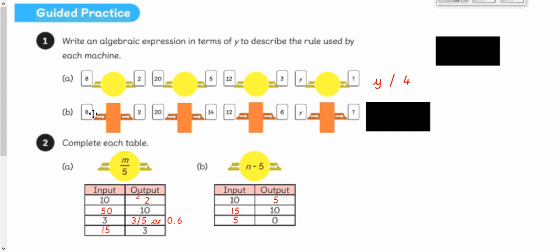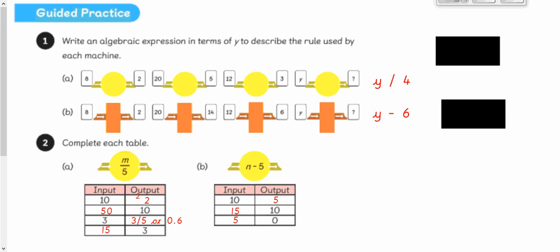B, so 8 becomes 2, 20 becomes 14, 12 becomes 6, y becomes something, the expression. So we've got 8 and 2 again, so divide by 4. So 8 divided by 4 is 2, 20 divided by 4 is not 14. So we know it can't be the same. To get from 8 to 2, take 6. 20 to 14, does take 6 work? Yes. 12 take 6 gives you 6, so it's take away 6. So we're going to have our initial input y take away 6. Easy enough.